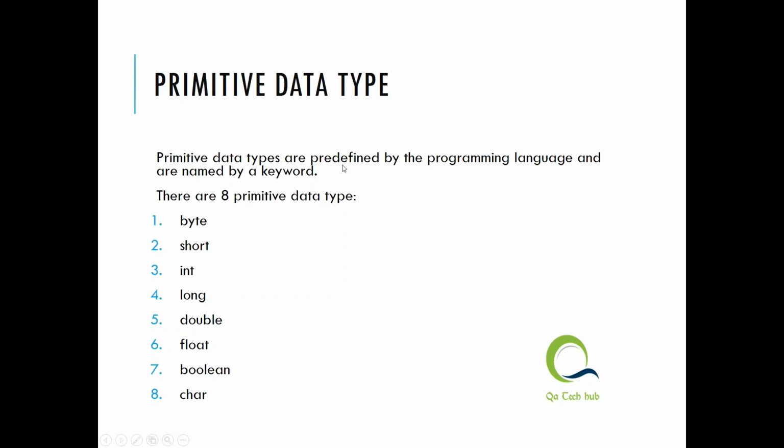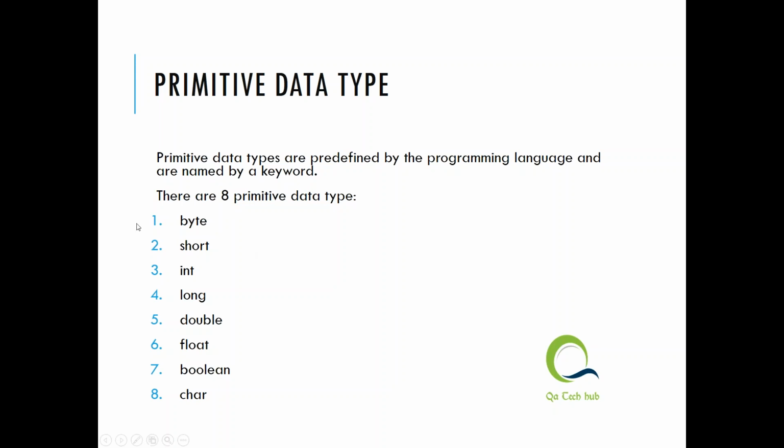See, primitive data types are predefined by the programming language. So these eight data types which you see below are defined by Java. They are predefined. You don't have to do anything for them. In the start, when Java started, these were defined, and there are eight primitive data types.